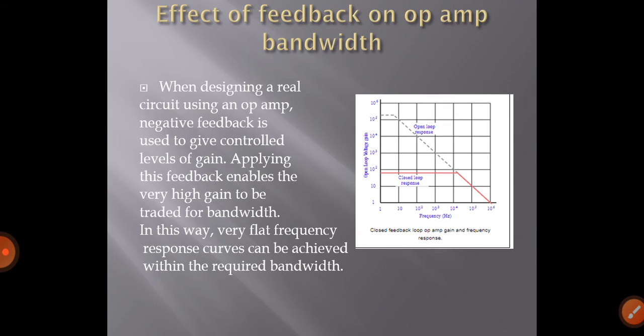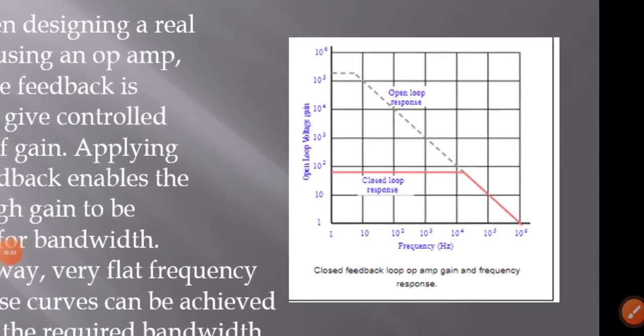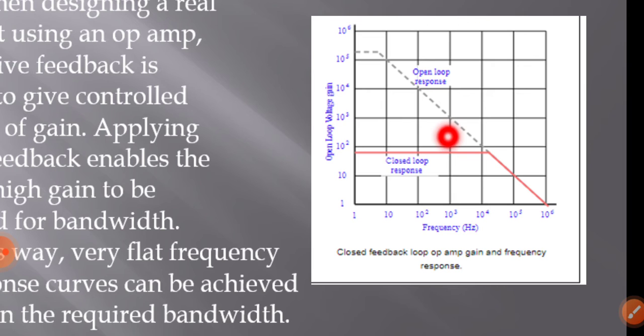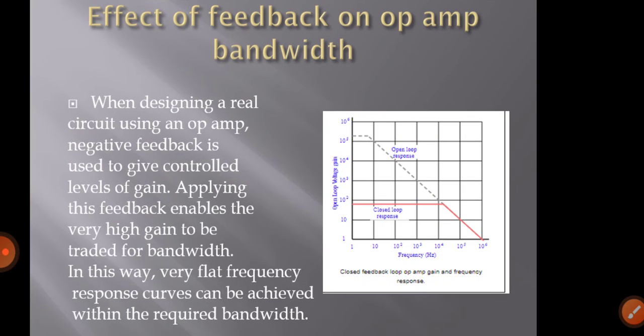Next, effect of feedback on op-amp bandwidth. It is the closed loop and the open loop configuration. The closed loop is like that, and the open loop configuration falls down in frequency like that. Both concepts depend on the R1 and the RF, this open loop and closed loop concept.